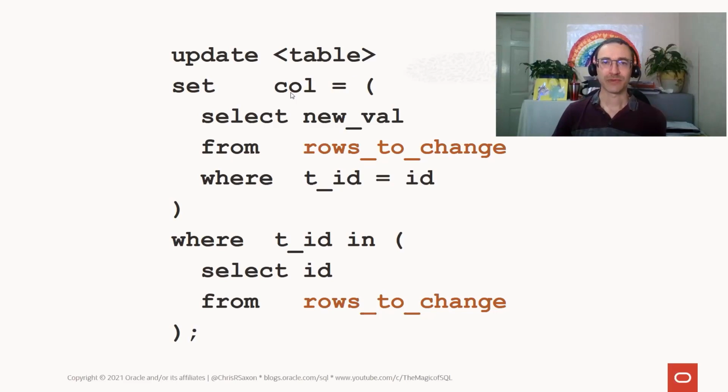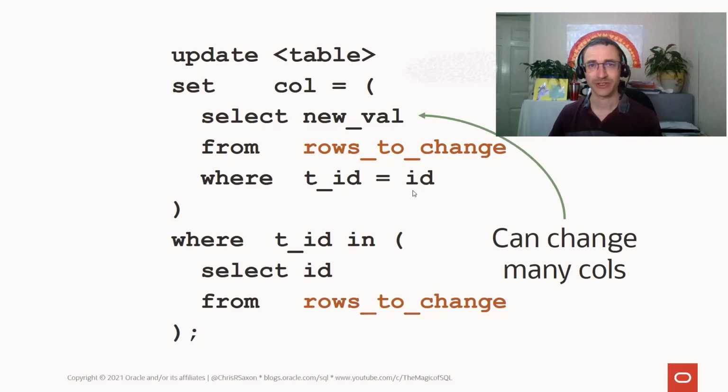Another thing is there might be many columns that we want to change in the target table, and lots of columns from this source query. Well, we can actually do that. You can update all of them with one update set thing like this. I'll show you how in the demo in a minute. So this is the recommended form of this.